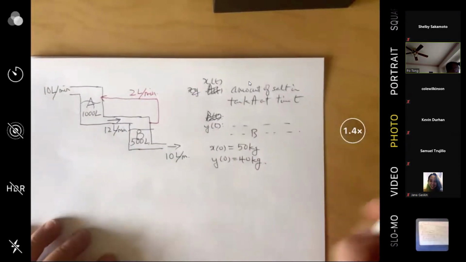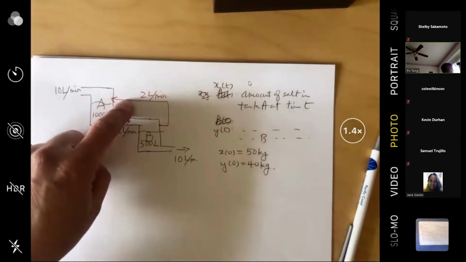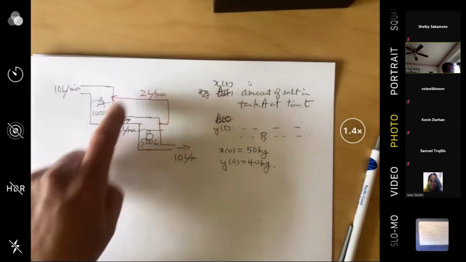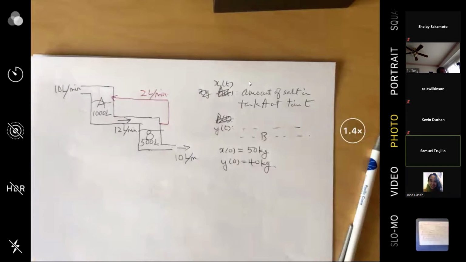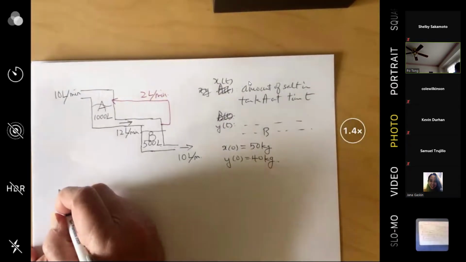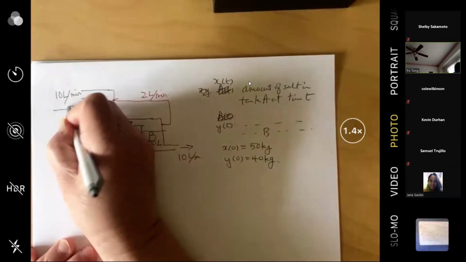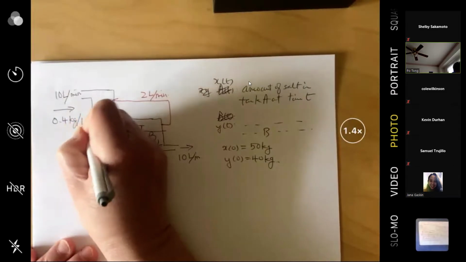Does the water level in tank A change? It doesn't change, because you have 10 going in and then the 2 coming in and 12 going out. It's 12 in and 12 out. How about B? Doesn't change. Now let's set up the differential equation. Oh, I need to tell you the concentration coming in: 0.4 kilogram per liter.